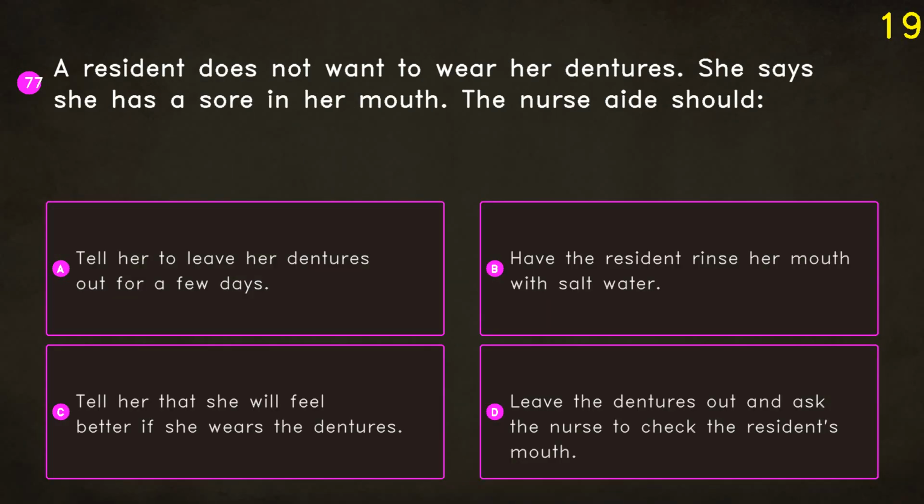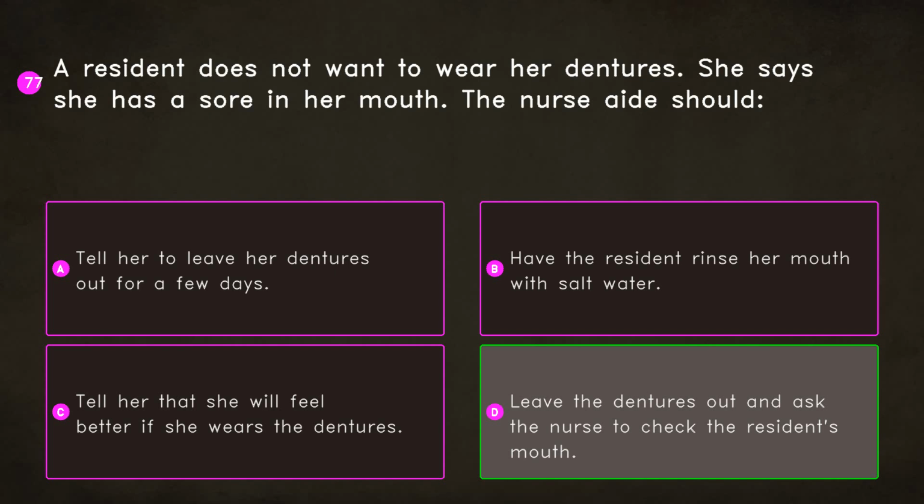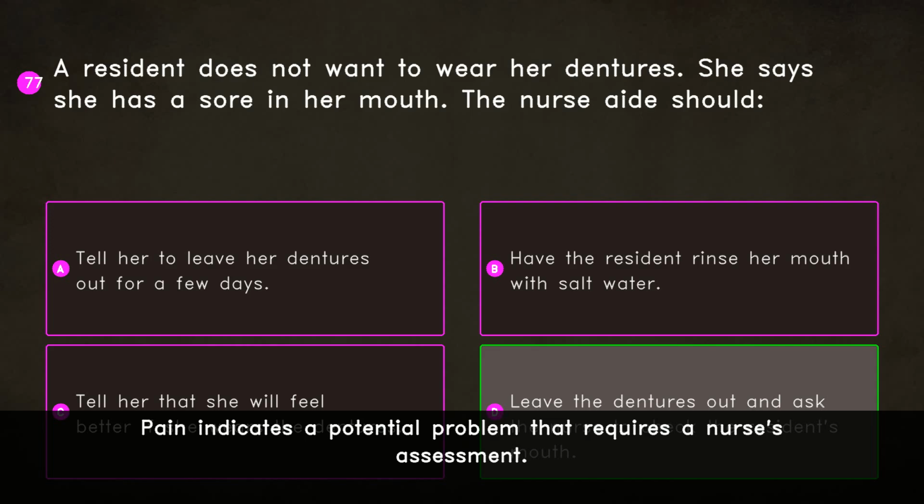Question 77. A resident does not want to wear her dentures. She says she has a sore in her mouth. The nurse aide should A. Tell her to leave her dentures out for a few days. B. Have the resident rinse her mouth with salt water. C. Tell her that she will feel better if she wears the dentures. D. Leave the dentures out and ask the nurse to check the resident's mouth. The correct answer is leave the dentures out and ask the nurse to check the resident's mouth. Pain indicates a potential problem that requires a nurse's assessment.